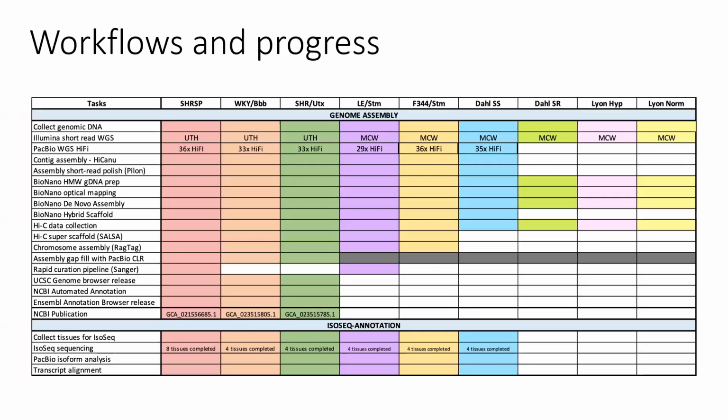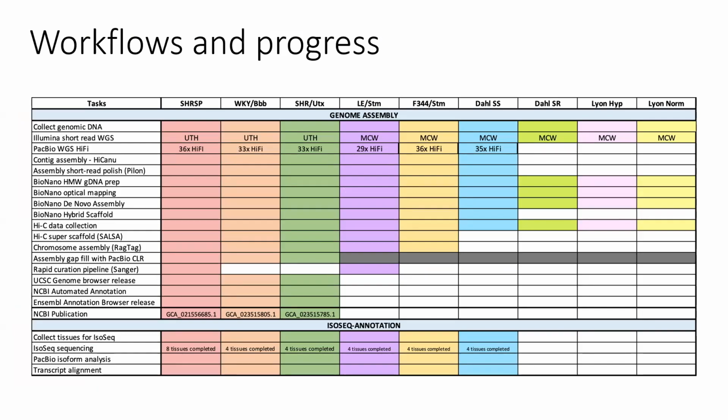Workflows in progress. We've generated about 35x. Now, if you were any other animal that wasn't heavily inbred, you'd probably want around 50x of the HiFi. But being really inbred, that 33 to 40 is going to suit you pretty well.